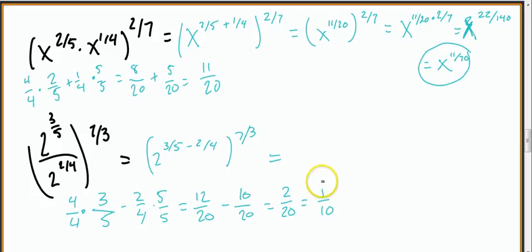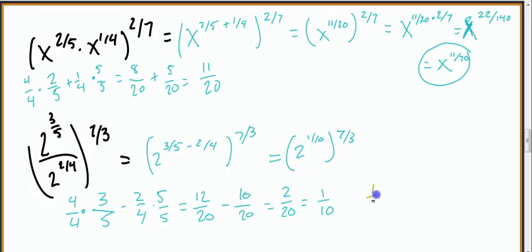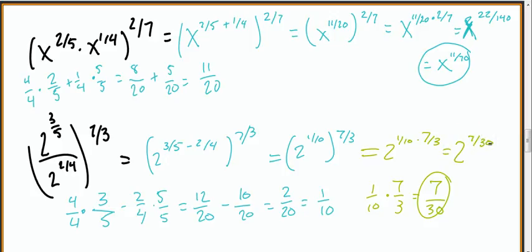So now I'm going to rewrite this up here. I get 2 to the 1/10 raised to the 7/3. So now I need to do, let me do a new color here, back to green. All right, 1/10 times 7 over 3 gives me 1 times 7 equals 7, and 10 times 3 is 30. I can't reduce that, so my new answer here is 2 to the 1/10 times 7 over 3, and then I found that that was 7 over 30, so 2 to the 7 over 30. Okay? That's my answer right there.